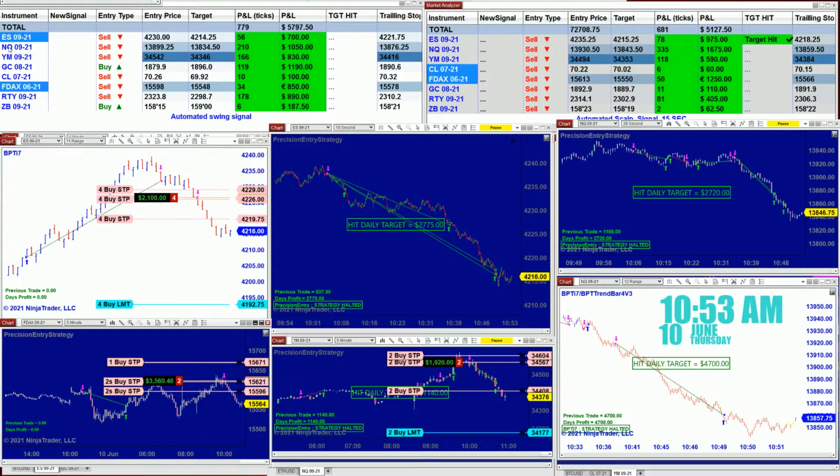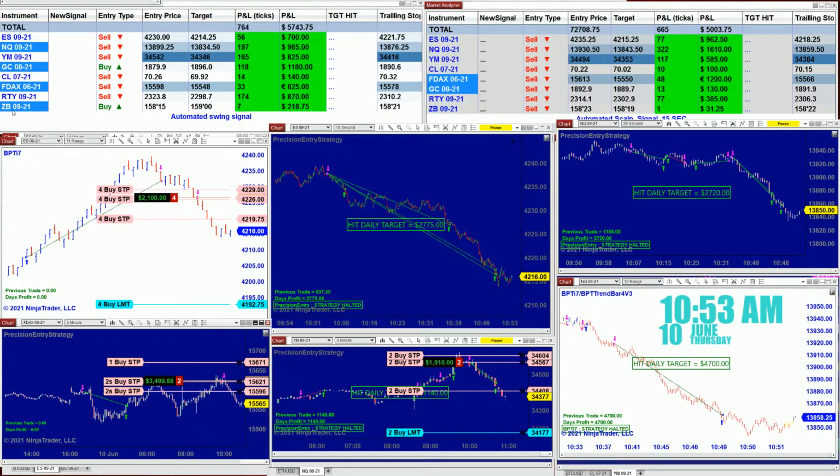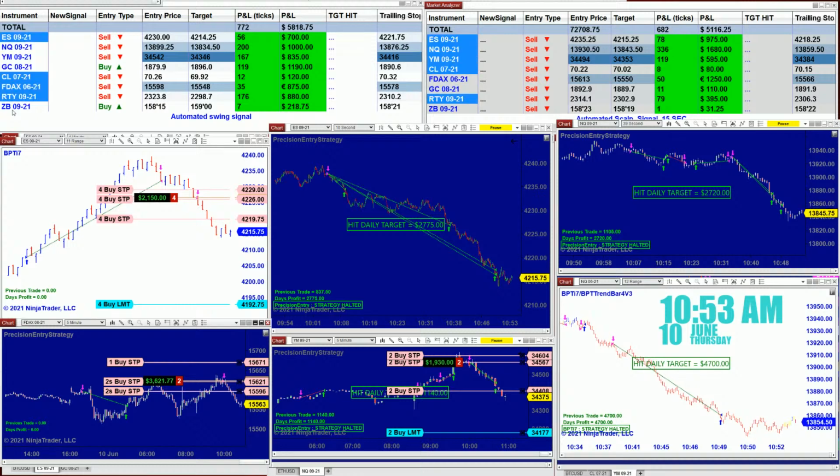So as we see right here, the market is in sequence. The ES, NASDAQ, Dow Jones, they are to the short side. And then the 30-year Treasury bond is going to the long side. That indicates the market is in sequence and is going in one direction. This is where you can auto trade.